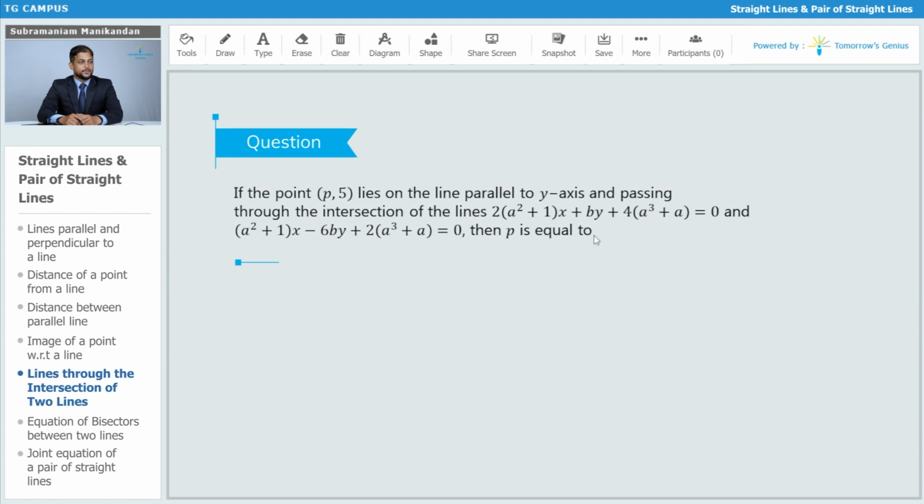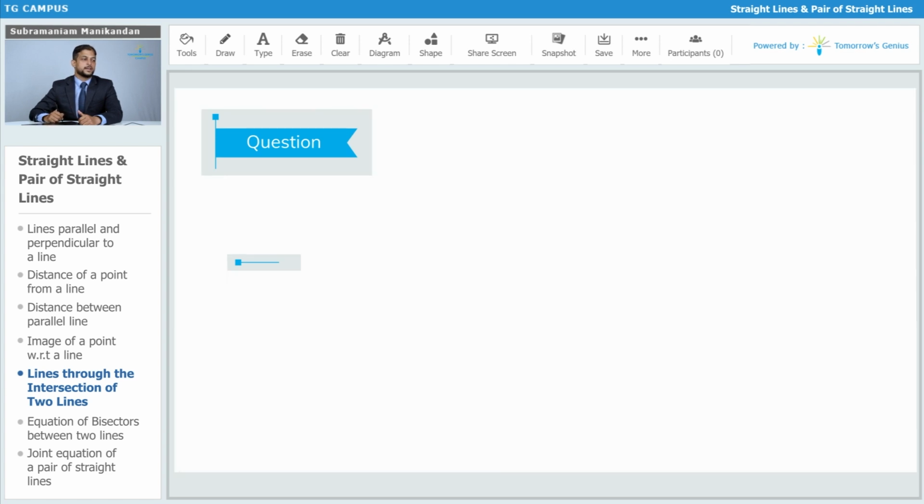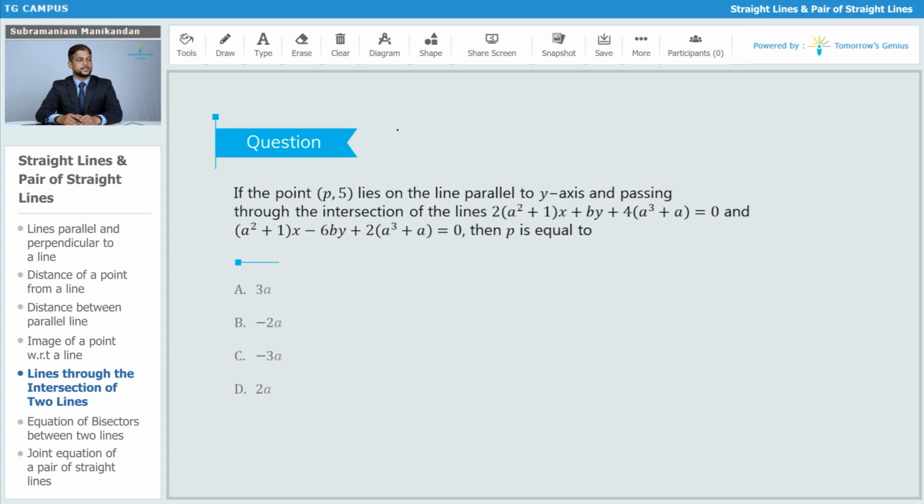If the point P, 5, lies on the line parallel to the y-axis and passing through the intersection of the lines (2a squared plus 1)x plus by plus 4a cubed plus a equals 0 and (a squared plus 1)x minus 6by plus 2a squared plus a equals 0, what's the value of P? Is P given in terms of a like this: 3a, minus 2a, minus 3a, or plus 2a?